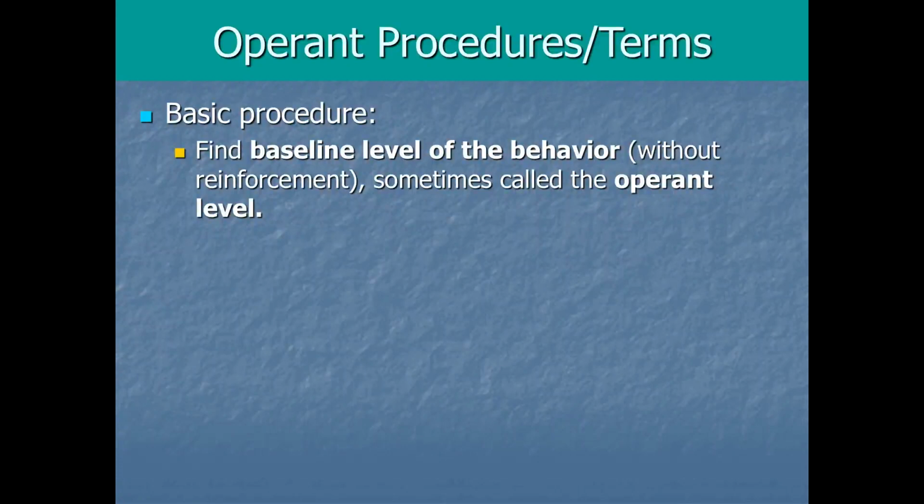So you can think of the most basic procedure for an operant conditioning study as something like this usually. You first would want to find the baseline level of the behavior where you're not reinforcing it at all. Sometimes we call this the operant level. It's just how much they do the behavior before your learning starts, before you set up the contingency.